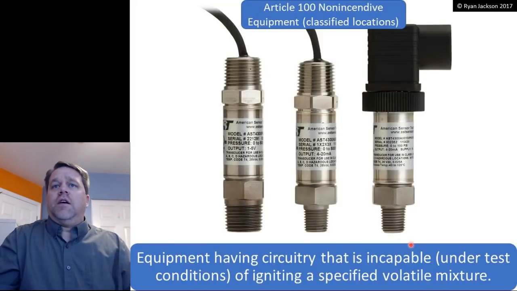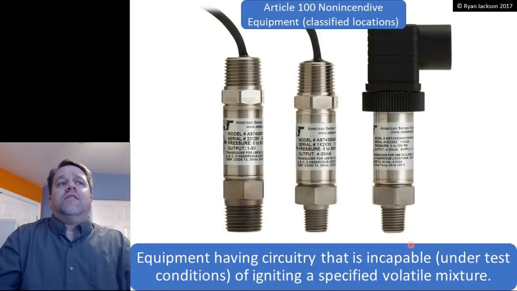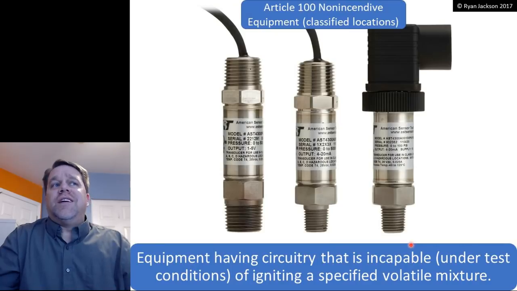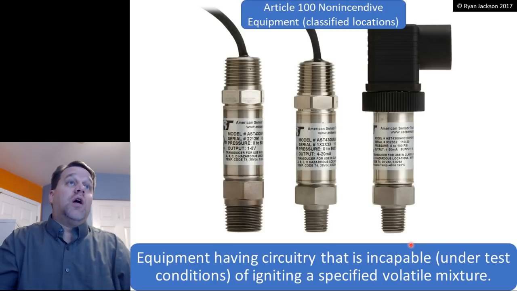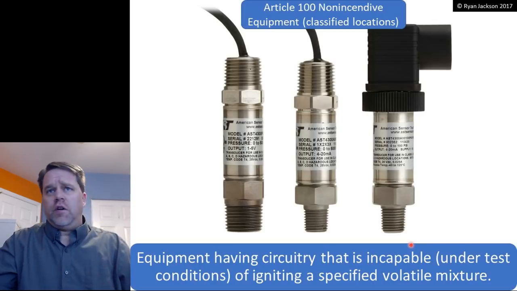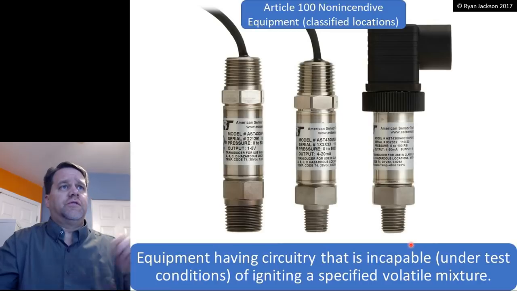Non-incendive, defined again in Article 100, that's equipment that has circuitry that's not capable under test conditions of igniting a specified volatile mixture. So that would be non-incendive equipment. Very low voltage, very low current, pretty much just for a signal.